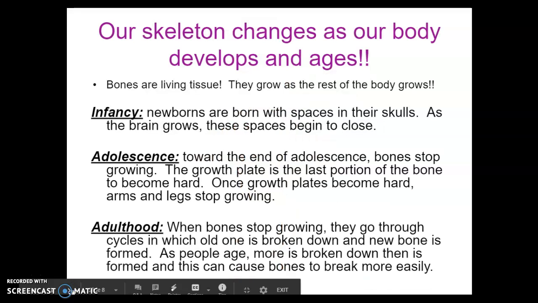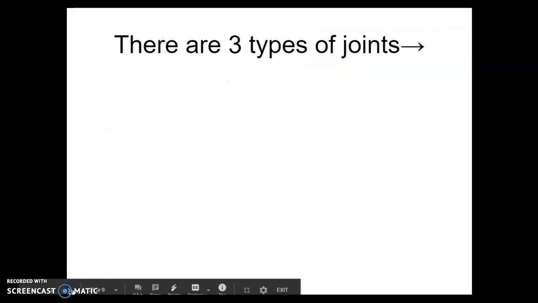Our skeleton changes as we age. It tends to get harder, and then as you finish adolescence, it stops growing. As we get older, our bones kind of get more broken down. That's why older people are more prone to breaking bones.